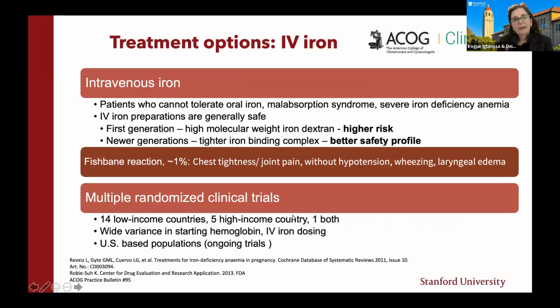Let's talk a little bit about IV iron. Intravenous iron is recommended for patients who cannot tolerate oral iron, who may have a malabsorption syndrome. So this might apply to our patients, say, with a Roux-en-Y surgery, or different conditions like that. It's also for people who have severe iron deficiency anemia, as you can really get a lot more into somebody through the IV. IV preparations are generally considered safe.